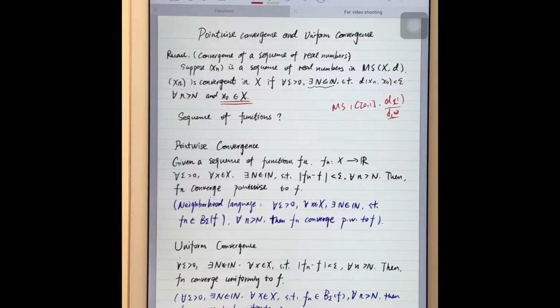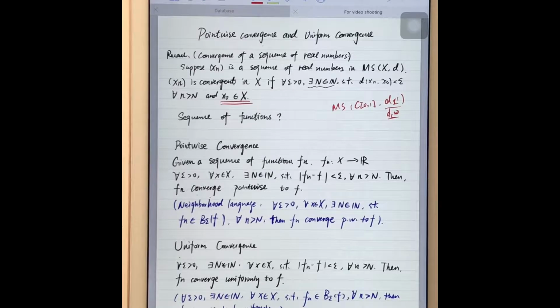But what if we want to get more information about the convergence? Is there any higher or stricter criteria for convergence? Then we say we have pointwise convergence or uniform convergence. So let's first see the definition of these two kinds of convergence.